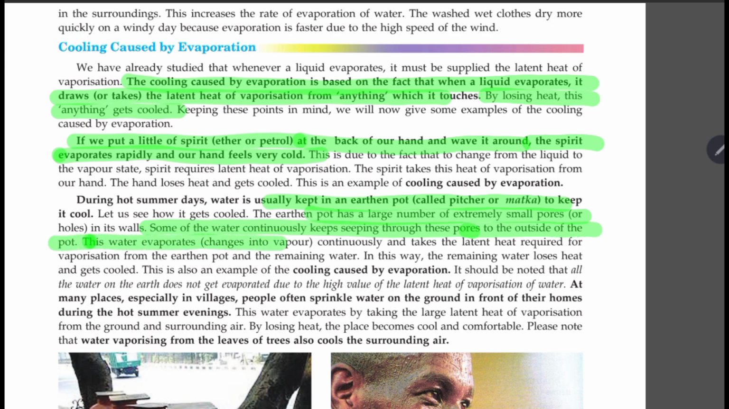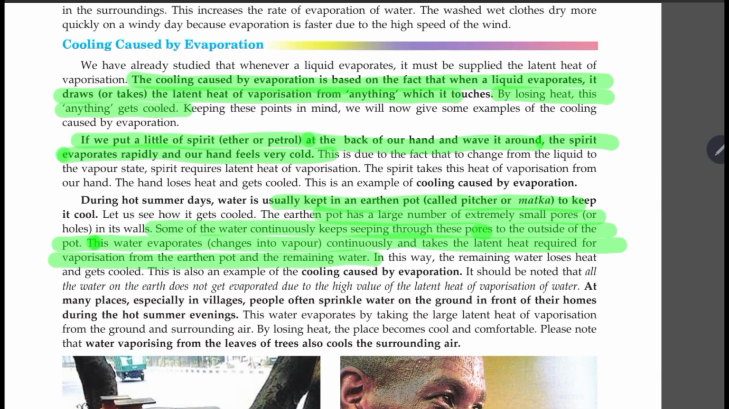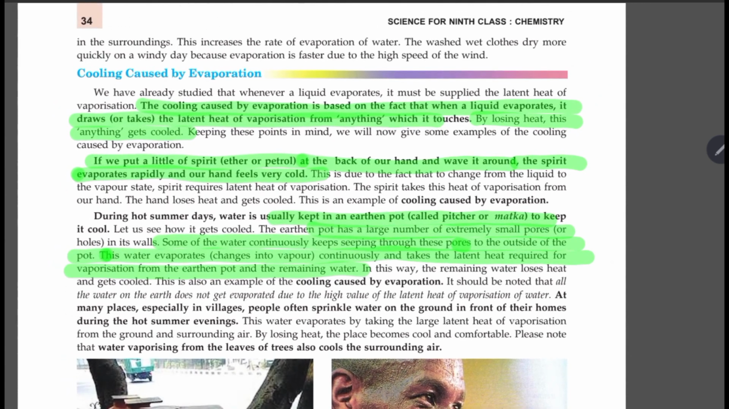and this water evaporates, continuously taking the latent heat from the earthen pot and from the remaining water inside the earthen pot. Thus, the remaining water inside the earthen pot becomes cool. At many places, people often keep a wet cloth around this earthen pot. Why? Because the water inside will remain cool for a longer time. They change the wet cloth as soon as it becomes dry and wet it again.